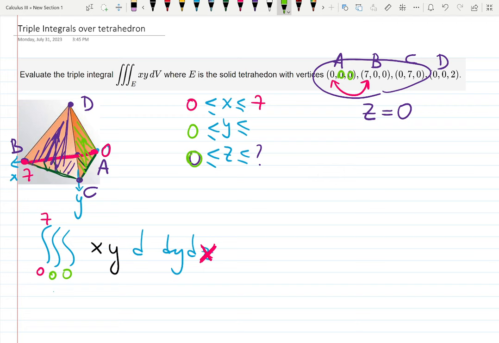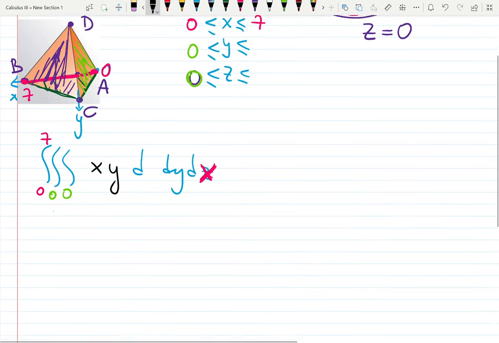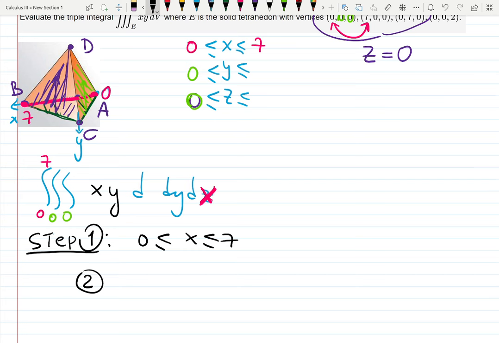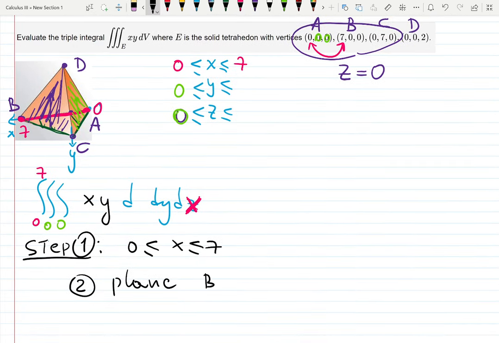Now I want to build another plane through any other points. So for example, let me do steps. Step 1, we fixed that x is from 0 to 7. Step 2, let's build the plane. Equation of the plane through any other 3 points. So I will do B, C, D, like this.